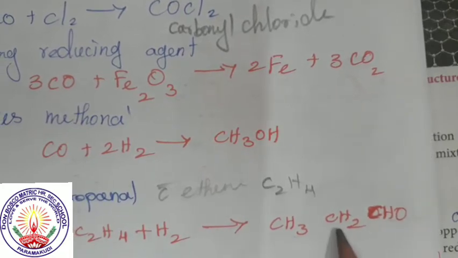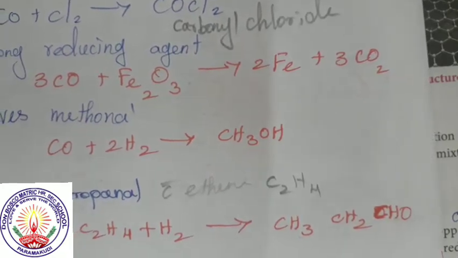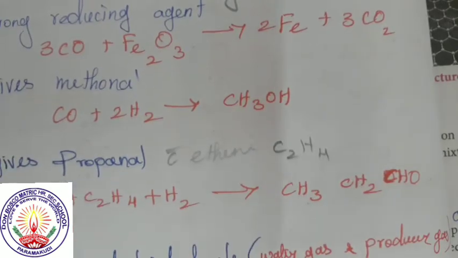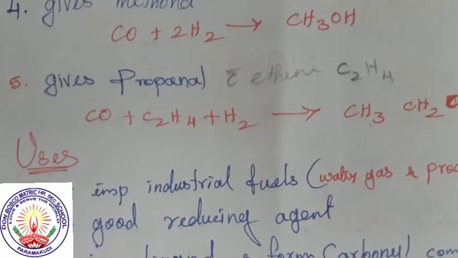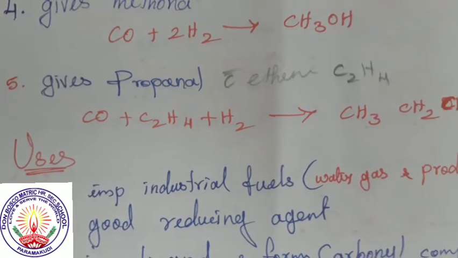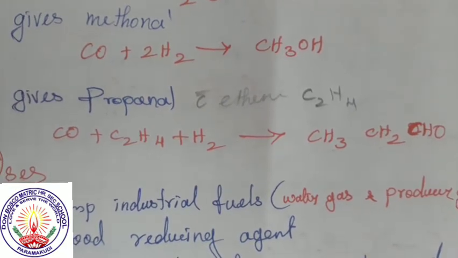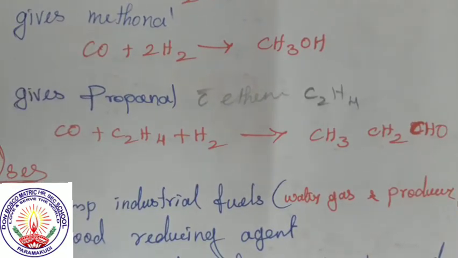We are getting propanol when this carbon monoxide is treated with ethene. The last one is uses of carbon monoxide. It is an important industrial fuel, for the industries and factories.